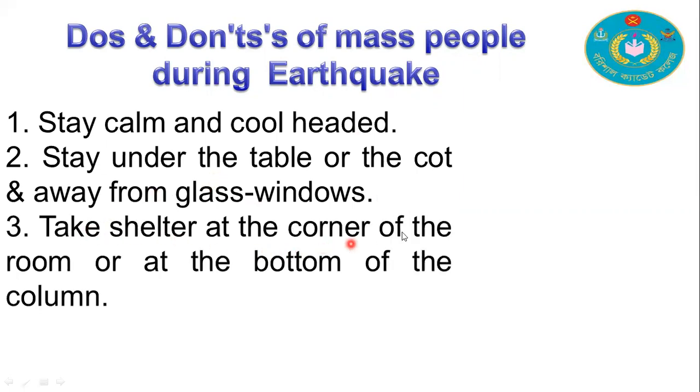Thirdly, take shelter at the corner of the room or at the bottom of the column. That means during the earthquake, people should not stay in the middle of the room or at the side wall of the room. They should take shelter in the corner of the room and at the bottom of the column. And for this reason, the probability of losses might be reduced here.